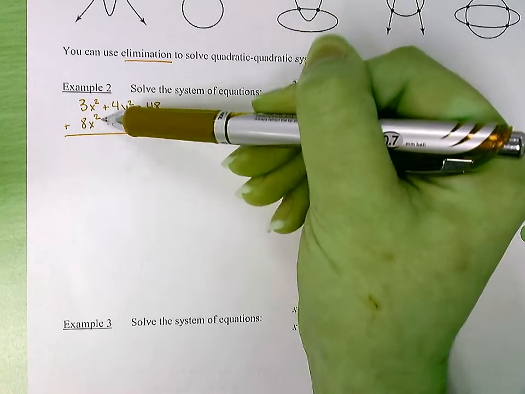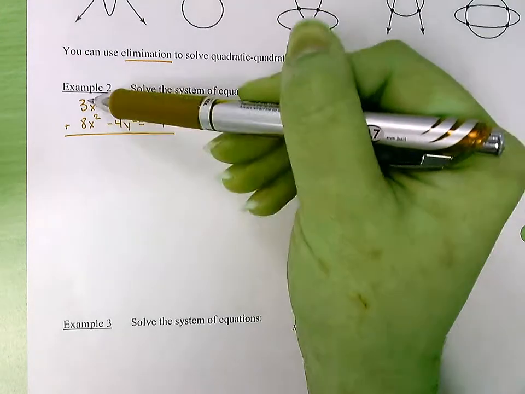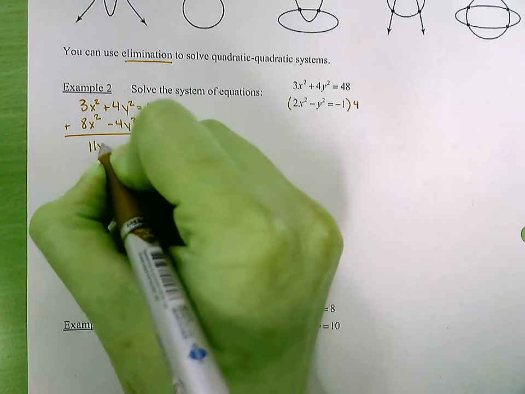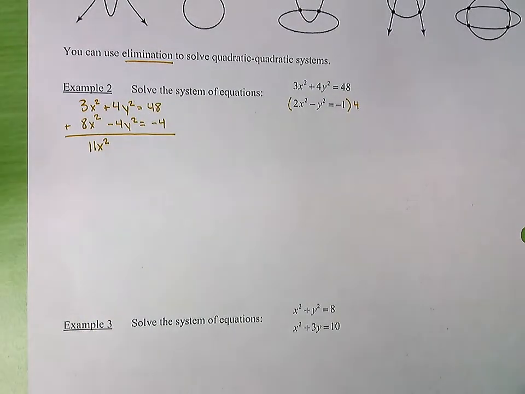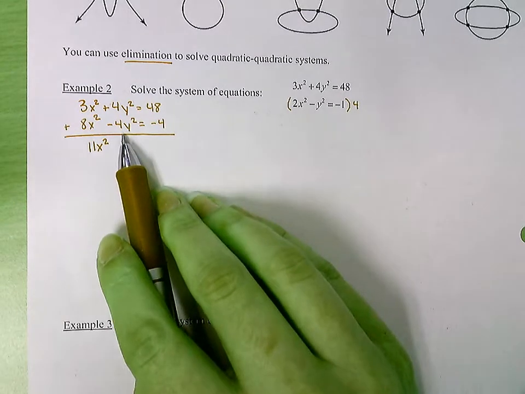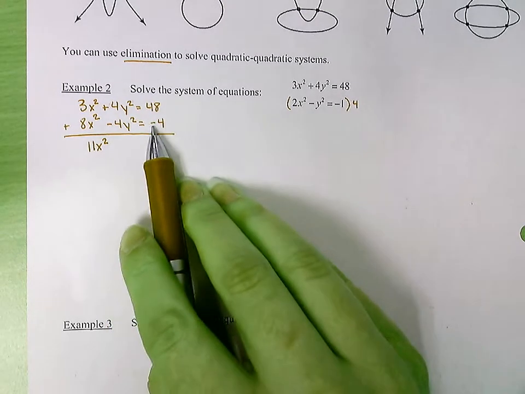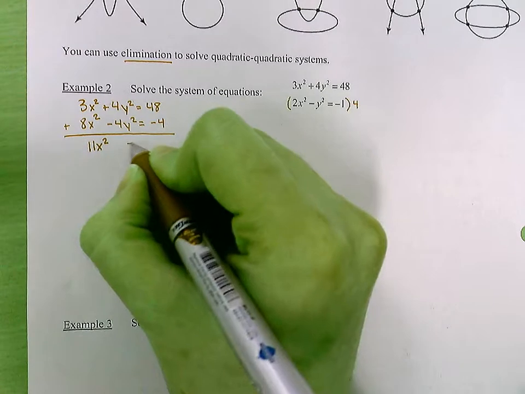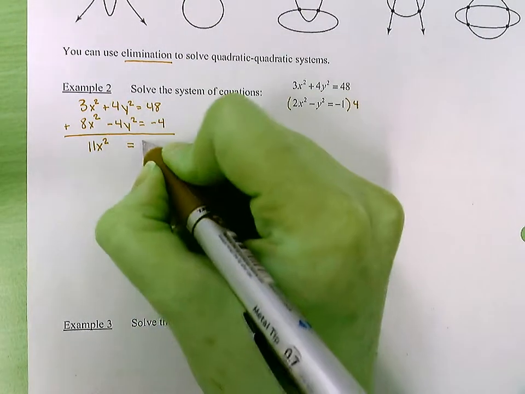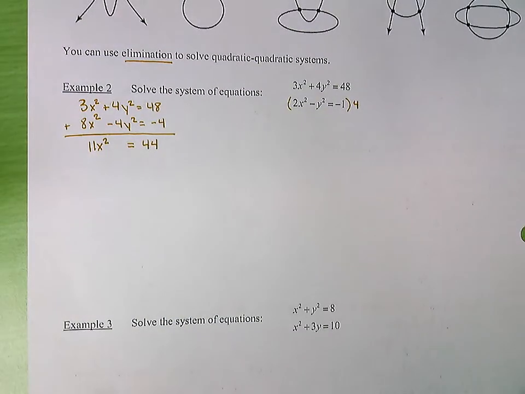So I'm going to add these two, so I have 8x squared and 3x squared to get 11x squared. Again, these ones cancel out, they're 0. So then I just have my equal sign left. And I'm adding these two to get 44.